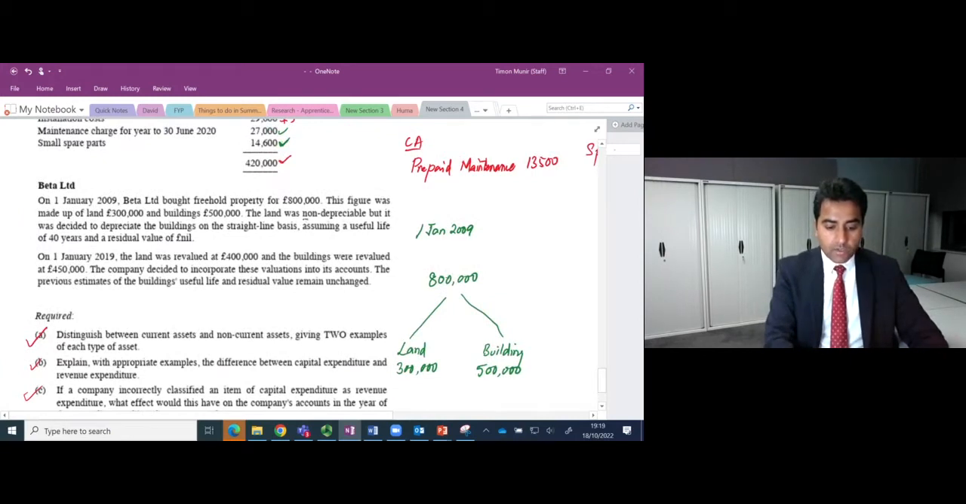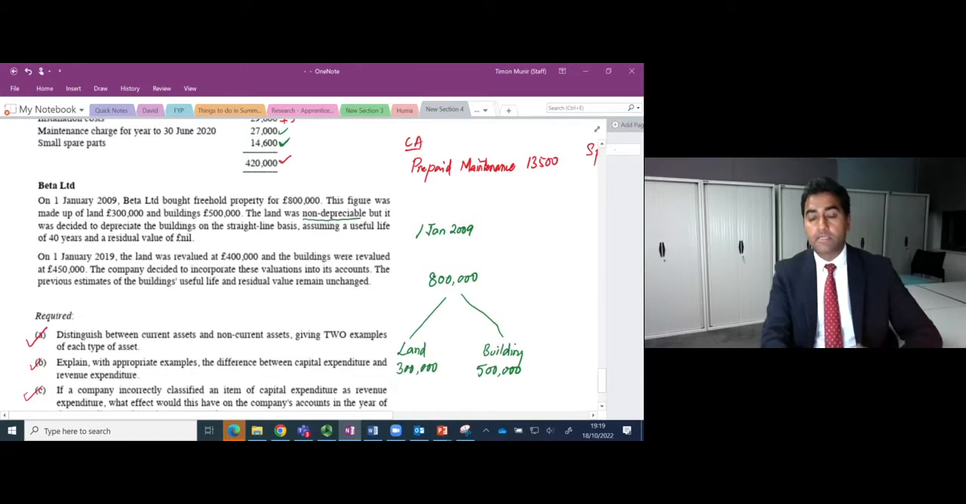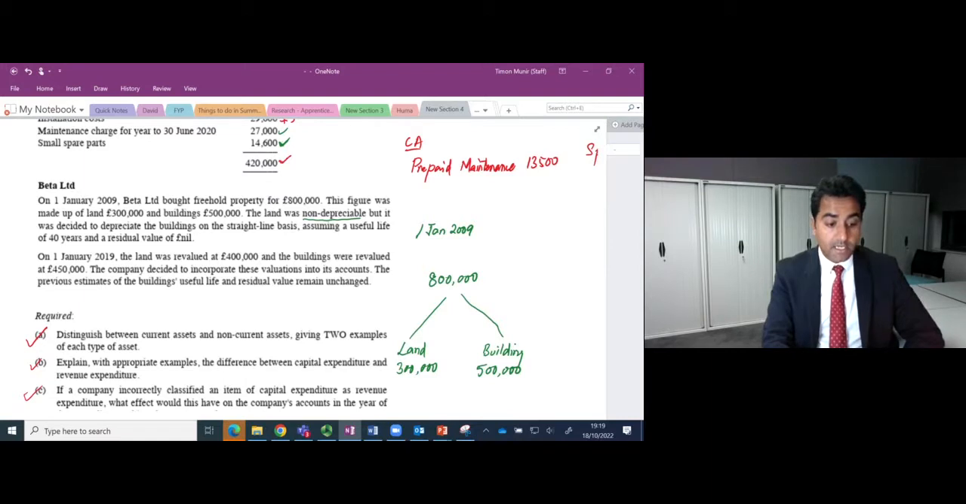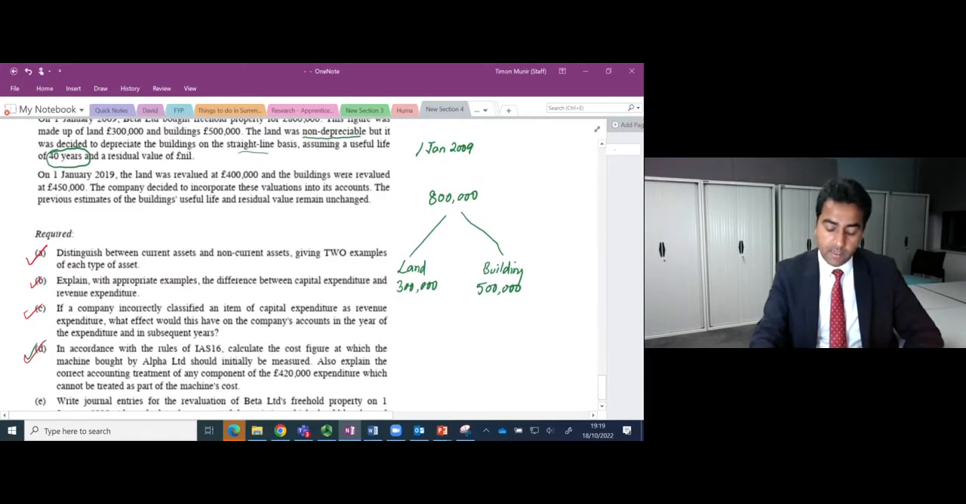The land is non-depreciable. It's always non-depreciable. Land has been there, the earth has been there for many years, and it will continue to be there, and we do not depreciate the land. But it was decided to depreciate the building on a straight line basis, and the life of the building is 40 years. Now remember, the life is 40 years.